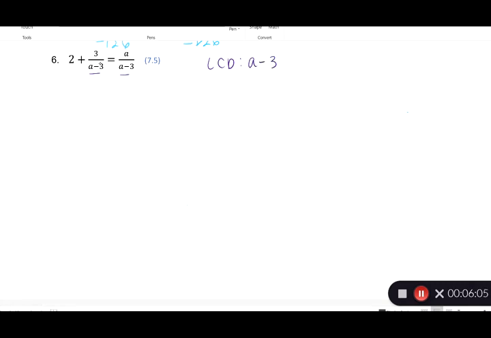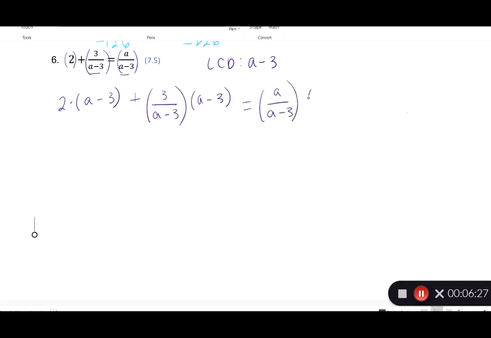But again, we're not going to try to combine these fractions. We're going to try to clear the fractions. So we're going to take each term, 1, 2, 3 terms again, and multiply them by the LCD. So this time it happens to be a minus 3. And I'm writing it all out. As you get more comfortable, you can start trying to maybe combine steps. I'm going to write it all out so we can see exactly what's happening.